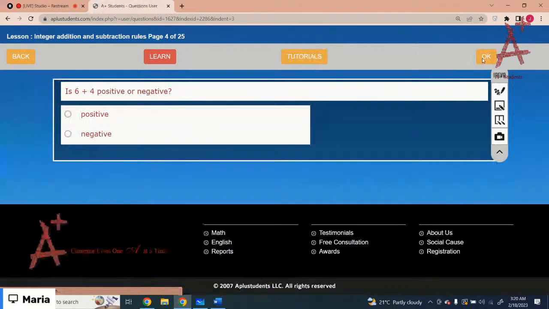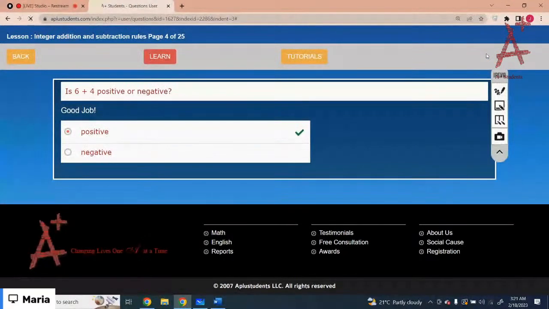Okay, the next one is 6 plus 4. Both the numbers are positive, so you simply have to add them. Got it? So just add them. The answer is positive because both the numbers are positive. So the answer must be positive. Got it?